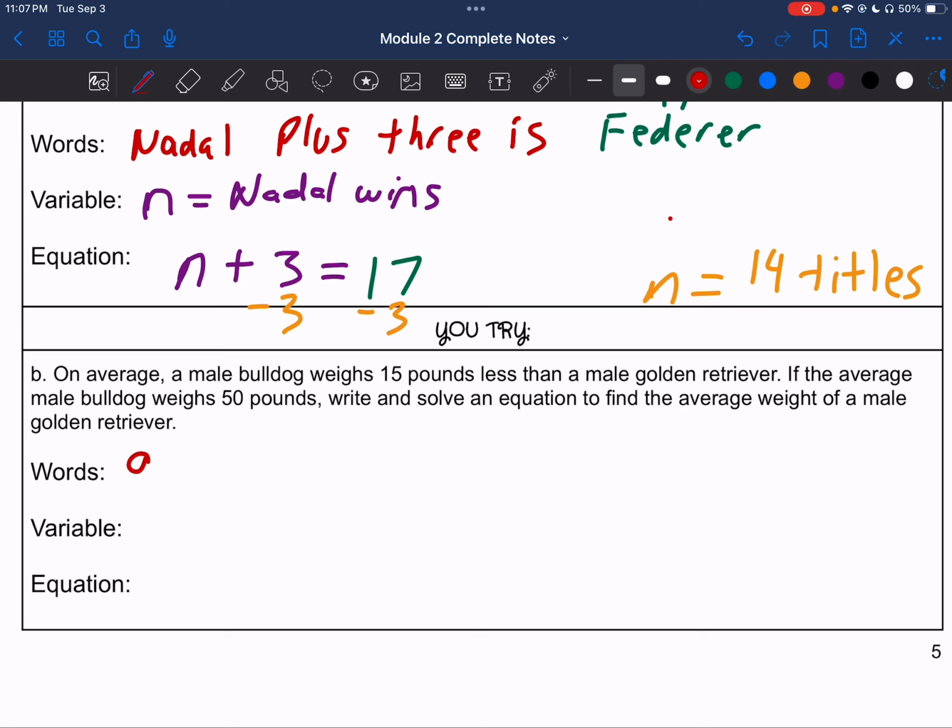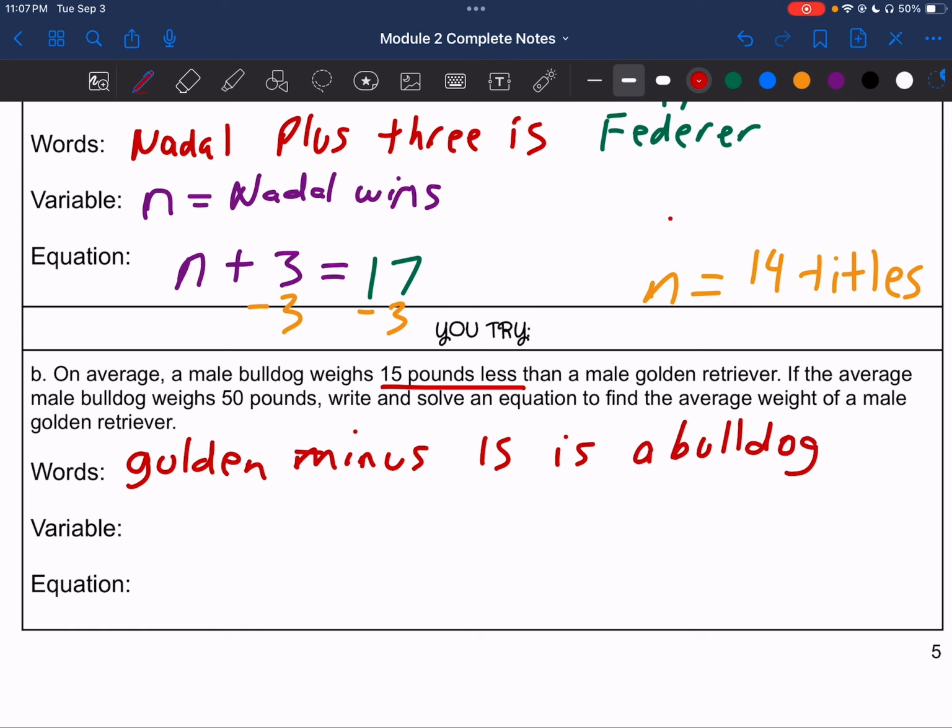So if we've got a golden and it is 15 pounds less, so minus 15 is a bulldog. So the bulldog is 15 pounds less than a golden. So golden minus 15 is a bulldog.